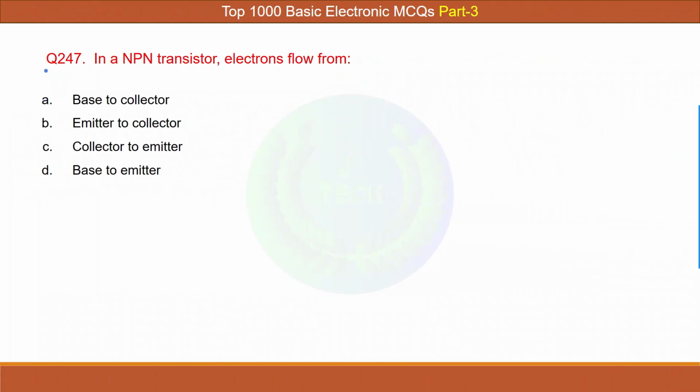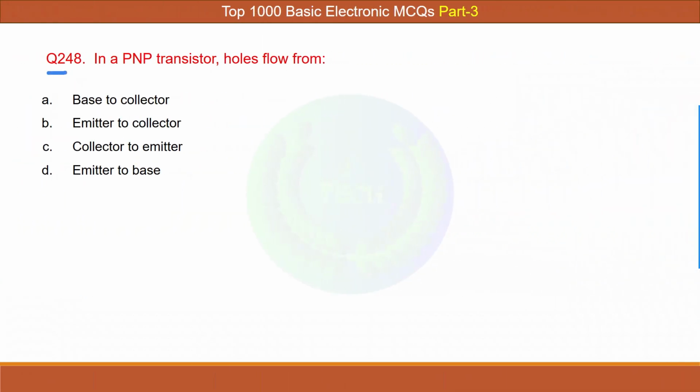Next question, question number 247. In an NPN transistor, electrons flow from option A base to collector, option B emitter to collector, option C collector to emitter, option D base to emitter. The answer is option B emitter to collector.